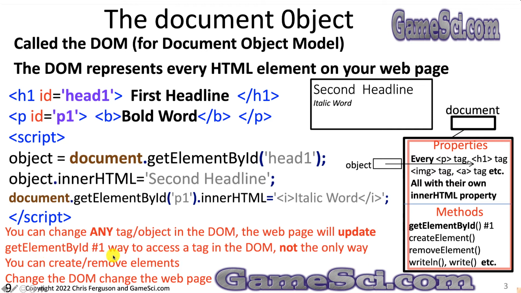You change the wording of a headline, then you get a different headline on the web page. GetElementById is the number one way to access a tag in the DOM, but it's not the only way. There are several other ways. You can also create and remove elements. If you wanted to get rid of that headline completely, you could delete it. If you wanted to add a second headline underneath it, you could add a second headline underneath it. Once again, if you change the DOM, you change the web page. You add a new tag to the DOM, you will see something new on the web page. It's very, very powerful, and it's used a lot in JavaScript.